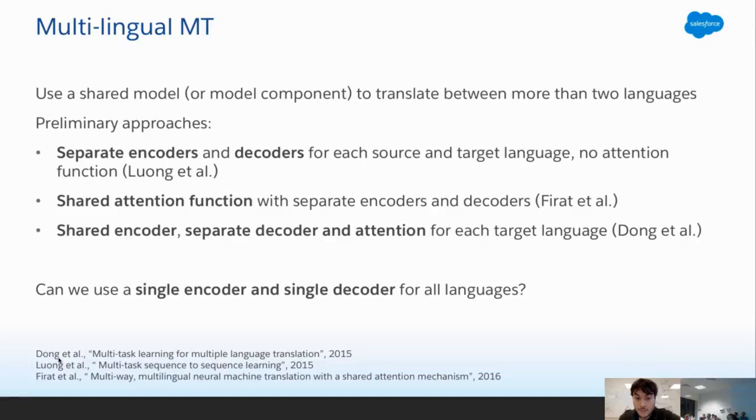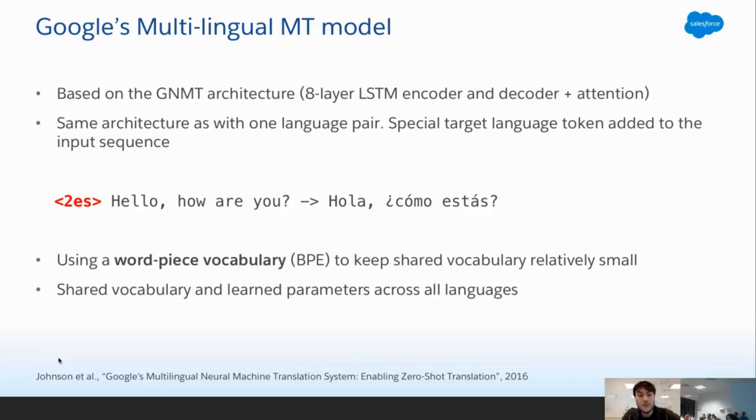But can we do even more simple? Can we do maybe a single shared encoder and decoder for all languages? It's a bit ambitious, but it's fairly easy to try. And this is basically what the Google multilingual model is trying to do.